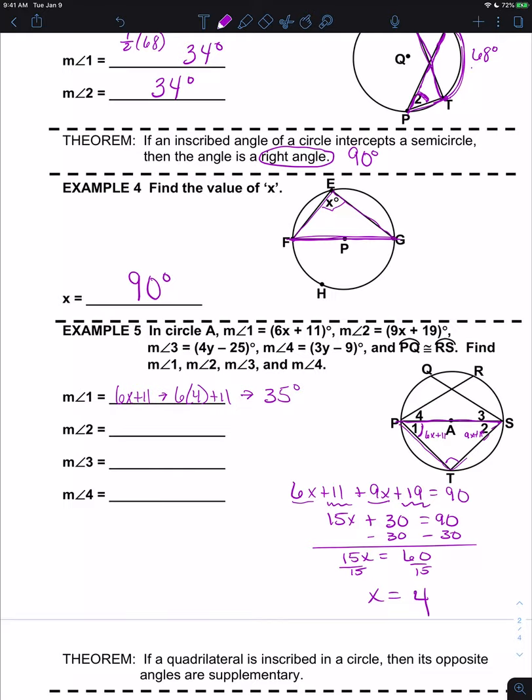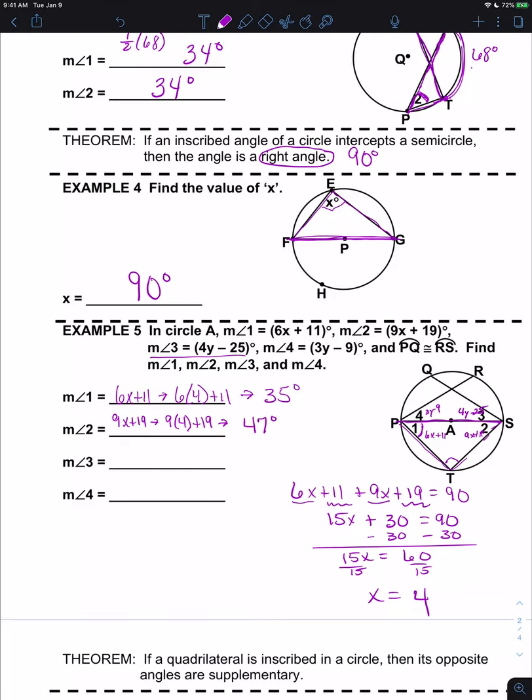Okay, the measure of angle 2 is 9x plus 19. And so 9 times 4 plus 19, that's 36 plus 19 gives us 55 degrees. Okay, so let's go see what the relationship is here for measure angle 3 and angle 4. So now our example says measure of angle 3 is 4y minus 25. Measure of angle 4 is 3y minus 9. Well, let's see, what's the relationship here?